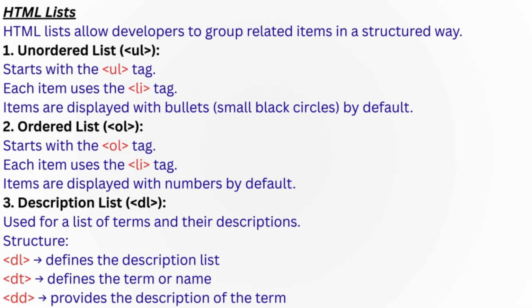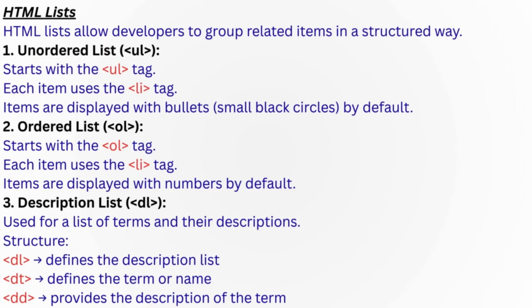A list is a way to group related items together on a web page. HTML provides three types of list. The first one is the unordered list. We use the UL tag to make an unordered list. This is a list where the items do not follow any particular order.